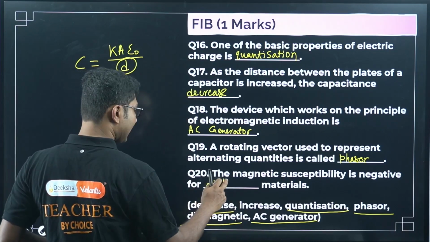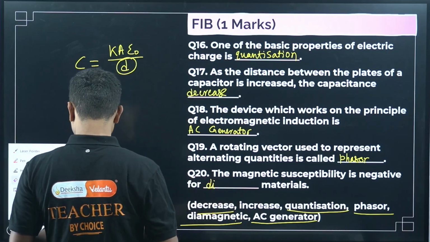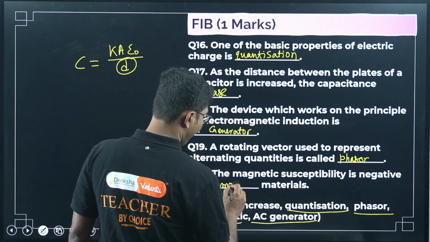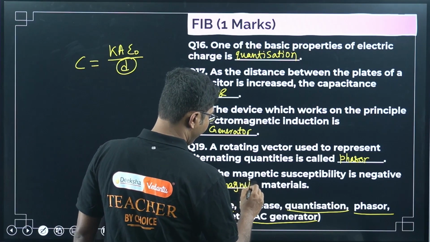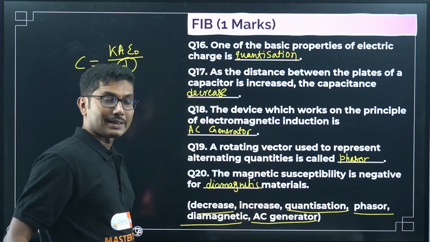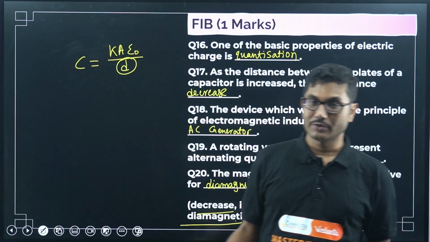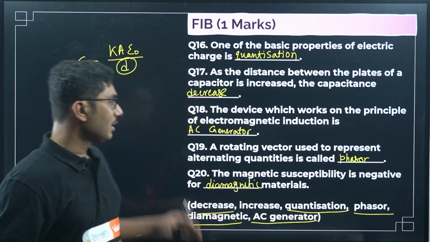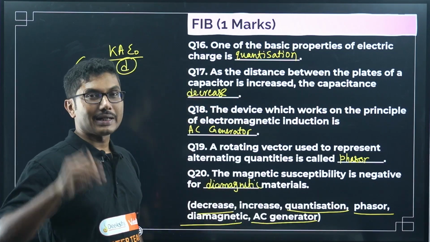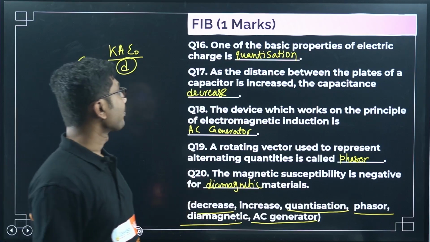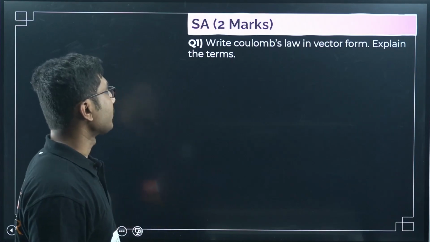Paramagnet and ferromagnet have positive susceptibility, but paramagnets have a very small value, whereas ferromagnetic has a very high value. So in terms of magnitude of values, there are different answers, but diamagnetic are the only ones having negative magnetic susceptibility. Now let's look into 2 marks questions.